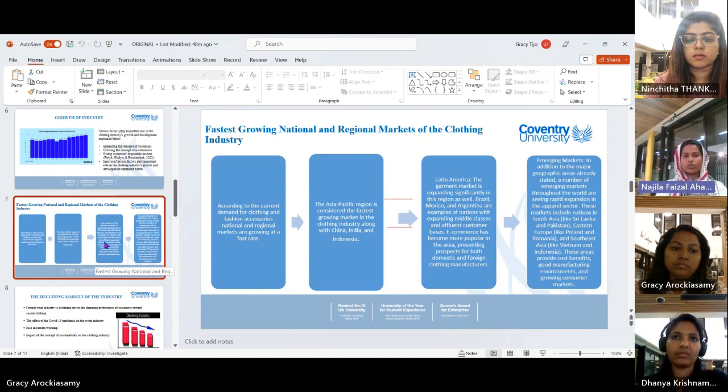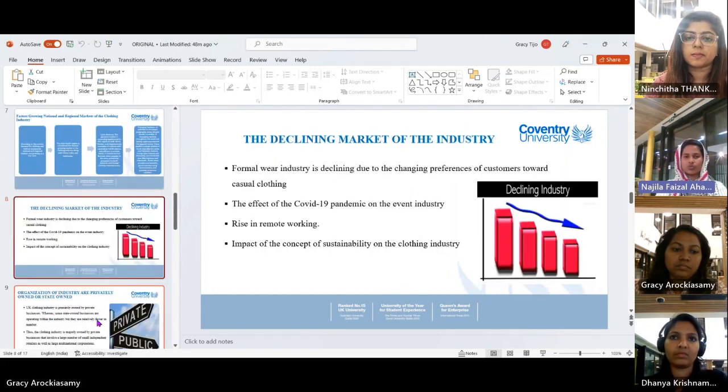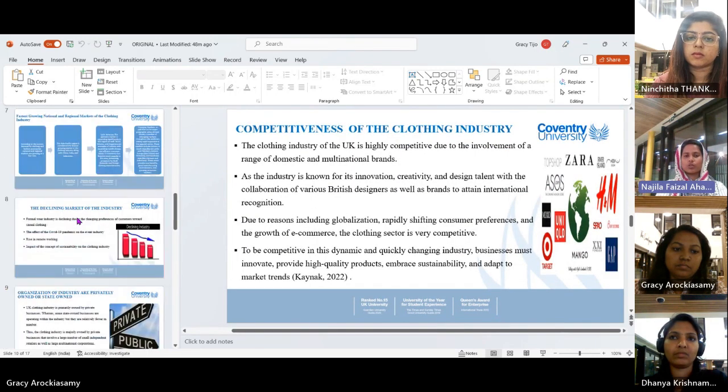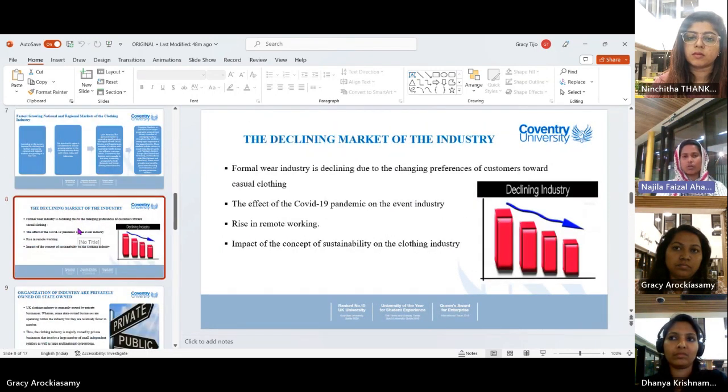Then we look at the competitiveness of the clothing industry, and the declining market of the industry. This slide shows that nowadays customers are more conscious of the environmental impact of their clothing choices. While the formal wear industry is declining, another segment is the UK clothing industry, which is experiencing growth in the e-commerce sector and the athleisure segment of the industry.